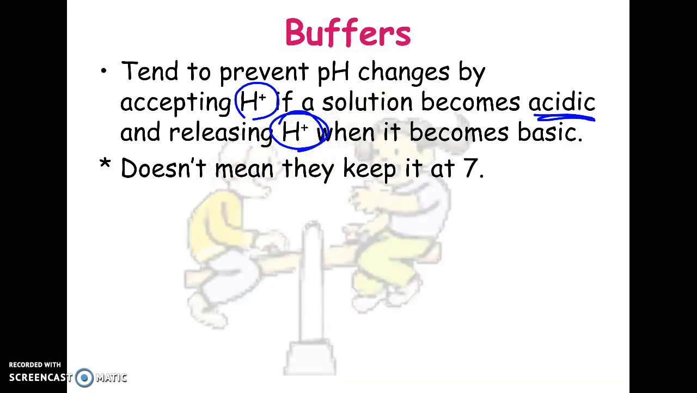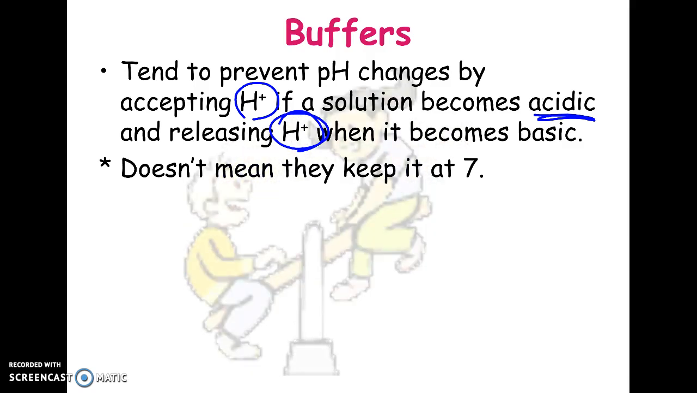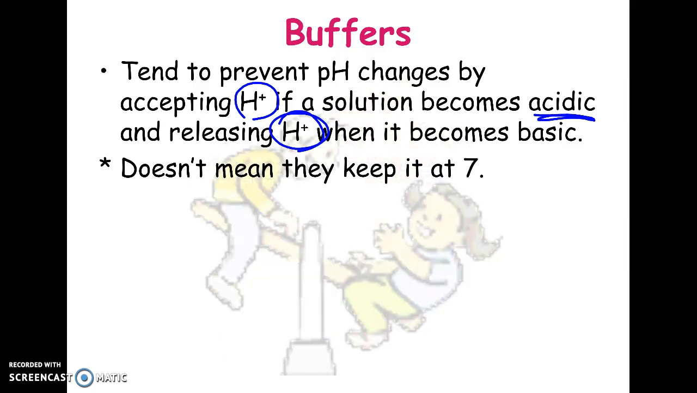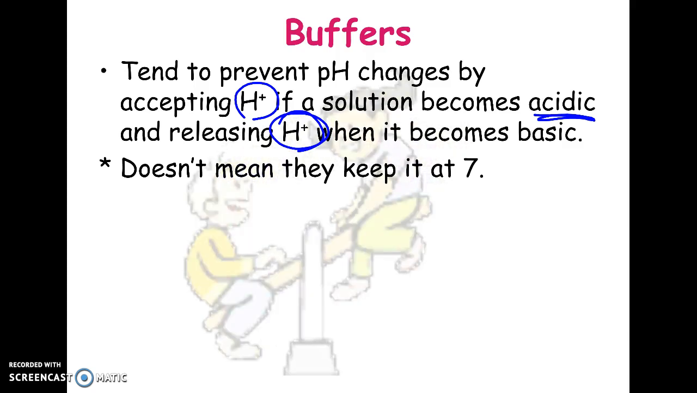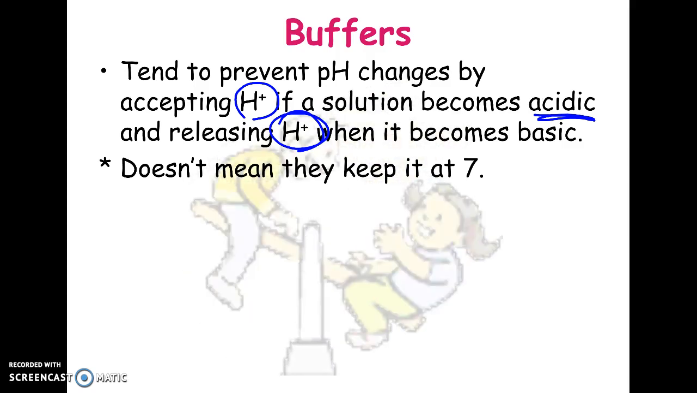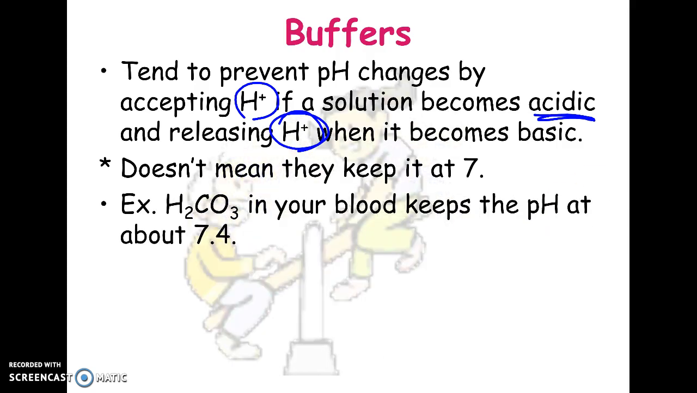It doesn't necessarily mean it keeps the pH neutral. You may have areas of your body where the pH needs to stay at 9. So there's buffers there that will keep the pH at 9, that will pick up or release hydrogens to keep the pH there. So it doesn't necessarily mean it keeps something neutral, but it keeps the pH stable at whatever it's supposed to be.